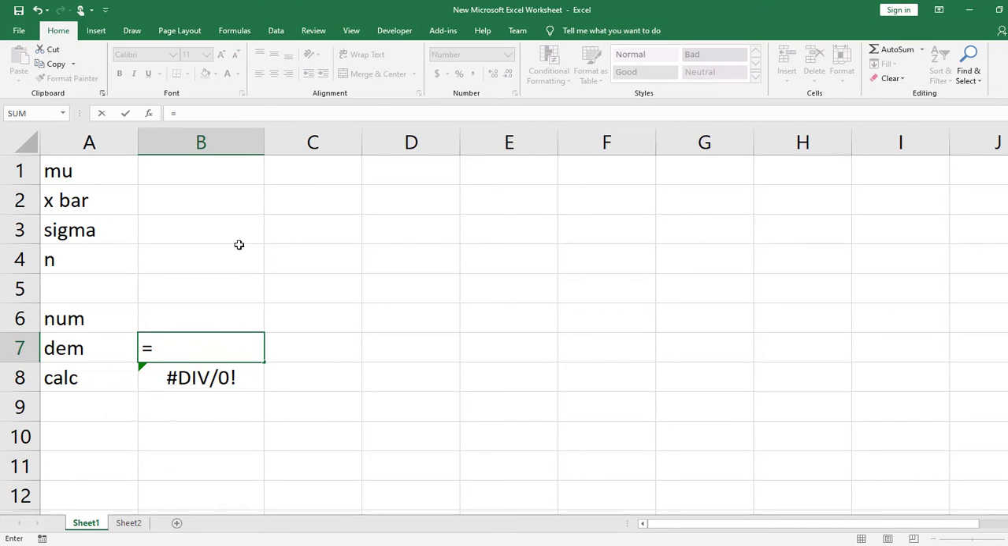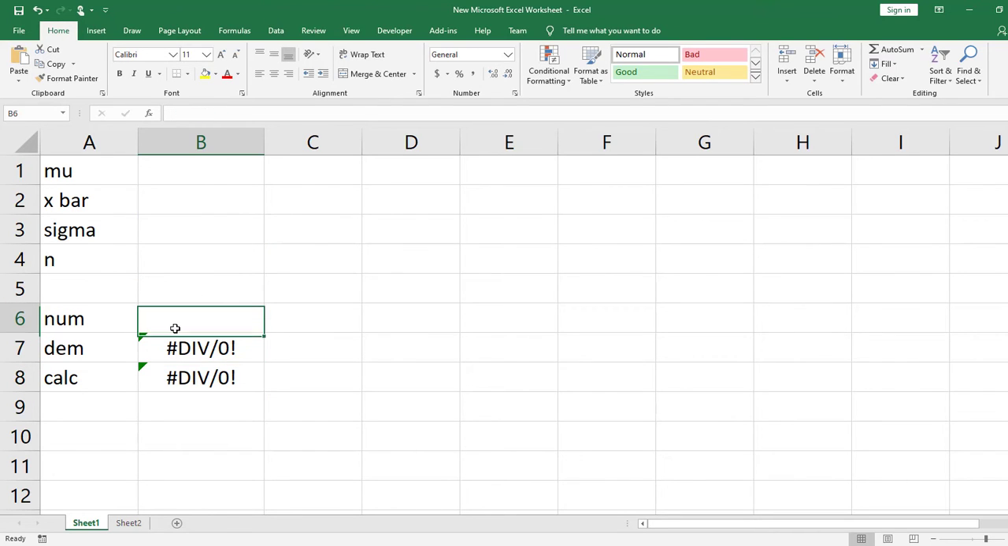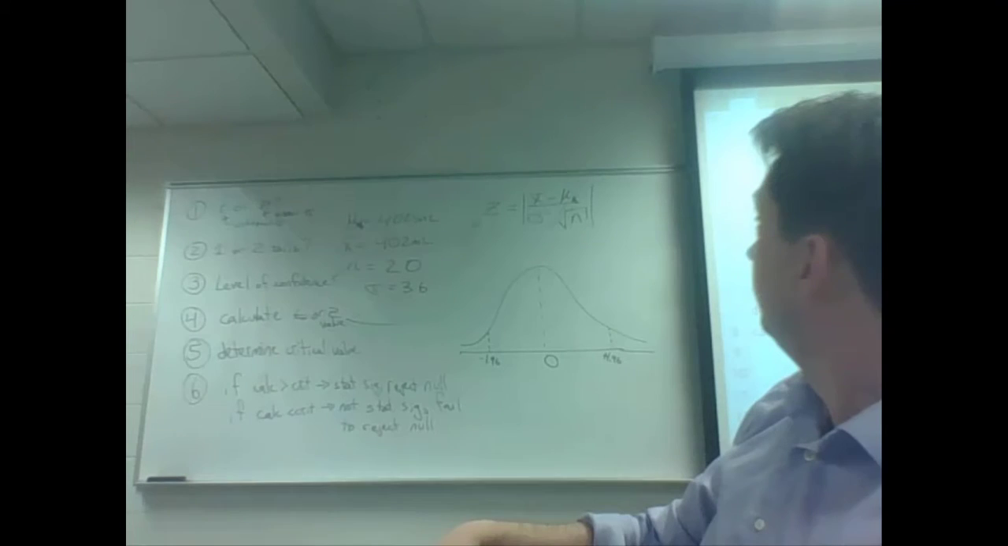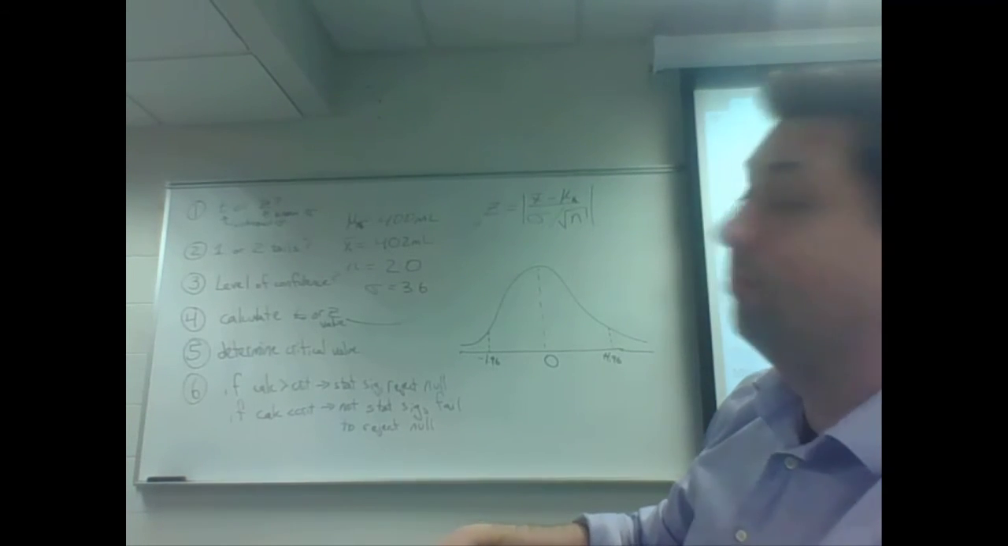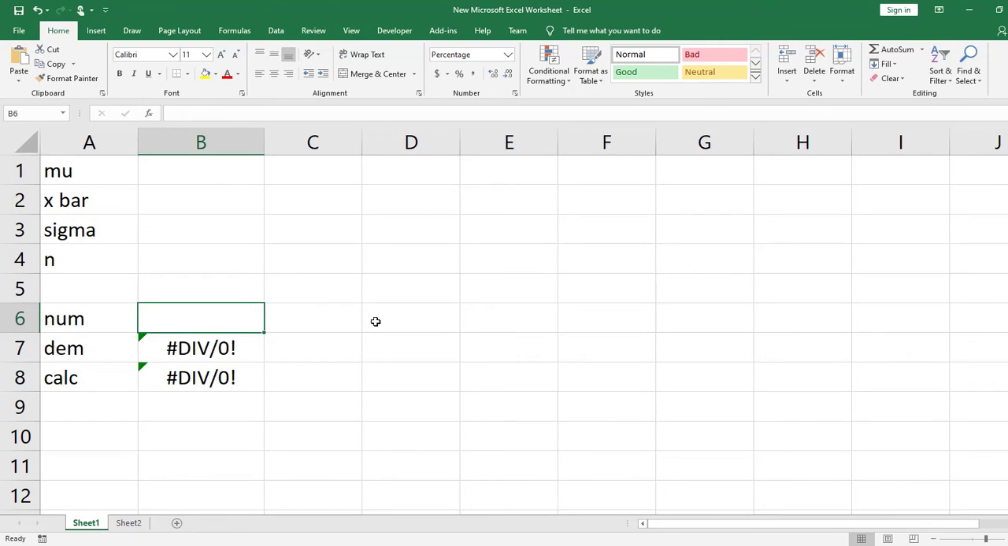The denominator is just sigma divided by, we need to do the square root. Does anyone know what the square root is for Excel? What's that function? SQRT. And so we're going to be referencing n. Miranda, what do you think we should put up in the numerator? We have x bar minus mu, right?